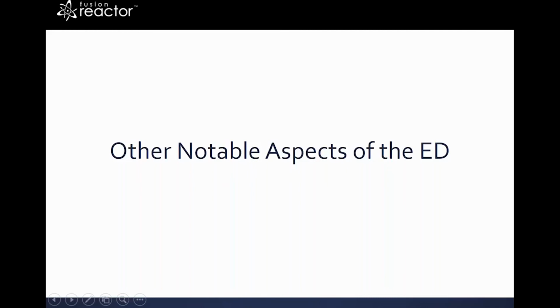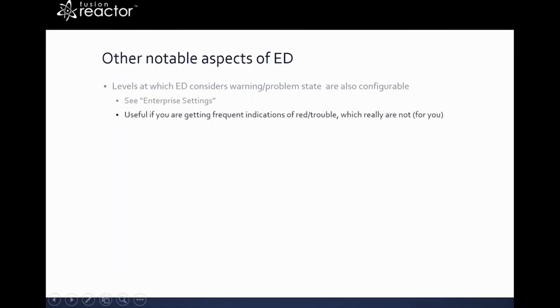Okay, moving back. And wrapping things up, I know we're near the top of the hour. Some other notable aspects of the dashboard. The levels at which it considers warning you and when things are a problem, the yellow and red stuff, that's configurable as well. See the enterprise settings. I didn't go into it, but it was the next link down in the enterprise settings.